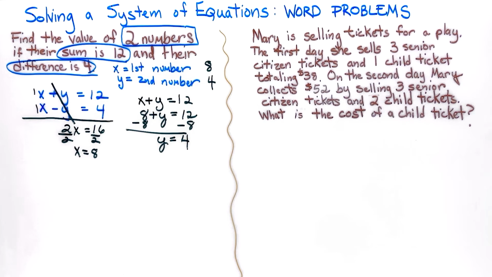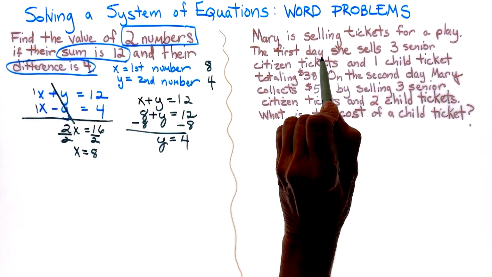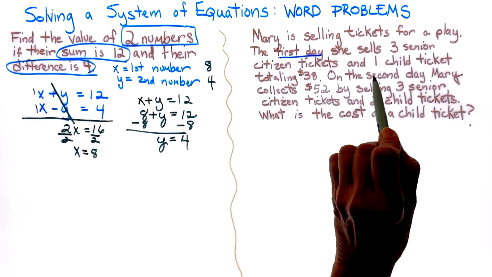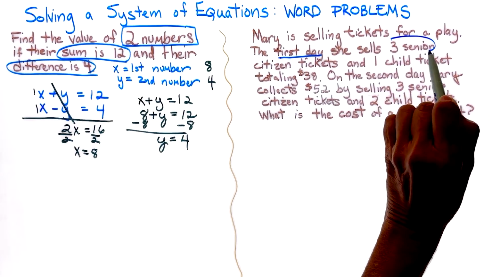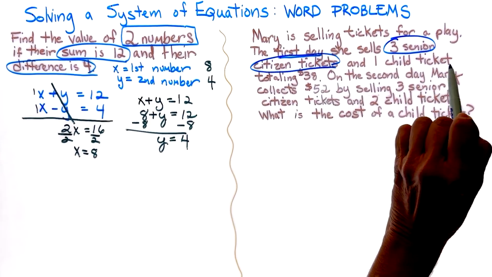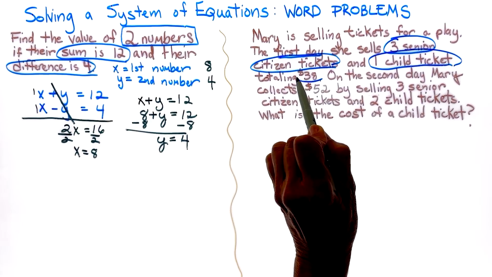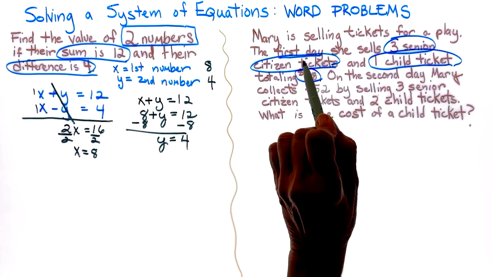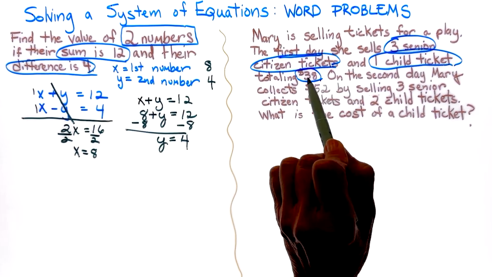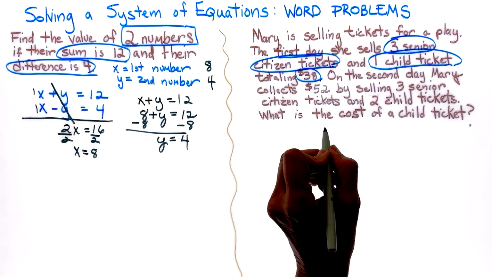So let's mark our text. Mary is selling tickets for a play. So they mentioned the first day she sells 3 senior citizen tickets and 1 child ticket. And that totals $38. So that's the first day. So that is going to actually be my first equation. But first we need to define our variables.